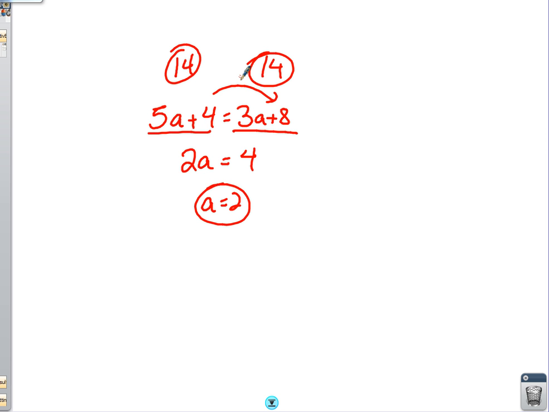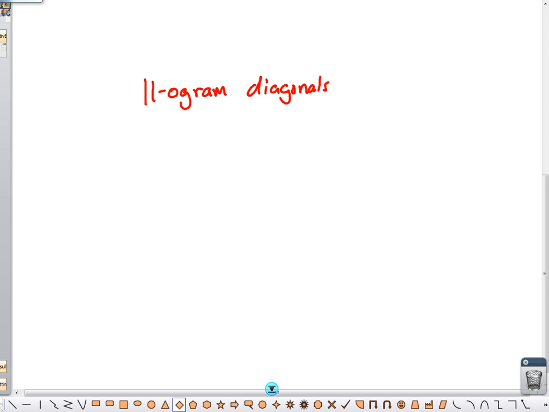What is the intersection point of the diagonals of a parallelogram with the following vertices? Diagonals of a parallelogram. Parallelogram, diagonals. What's true about them? Ian, when you have a parallelogram, what's true about the diagonals?